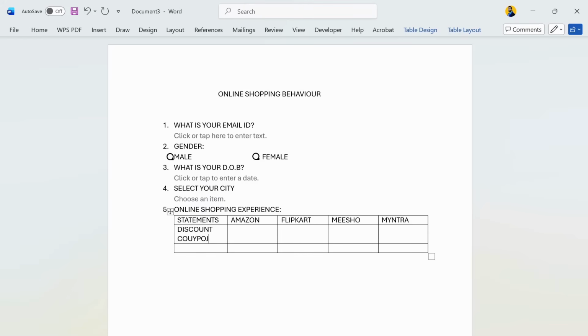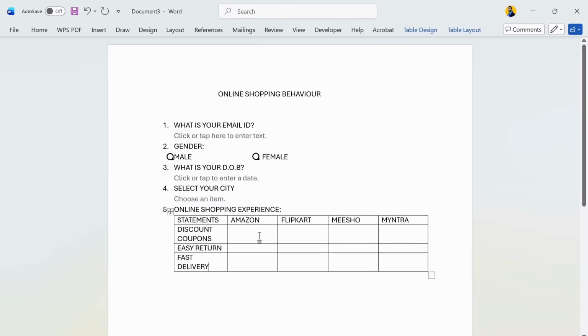Okay. Now in the statements, basically, I just want to ask them about the discount coupons. And the next, I just want to ask about the easy return policy, easy return. Then we can also include one more here, going here, enter, easy return and free option, fast delivery.